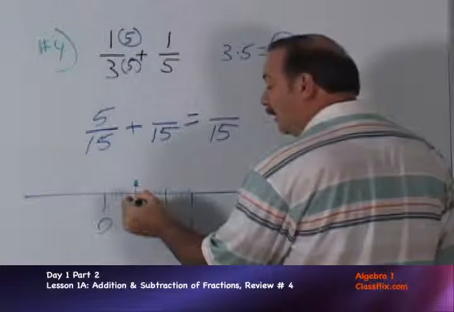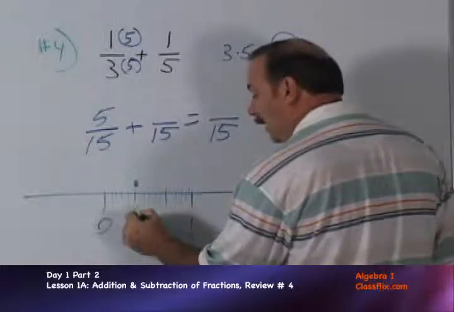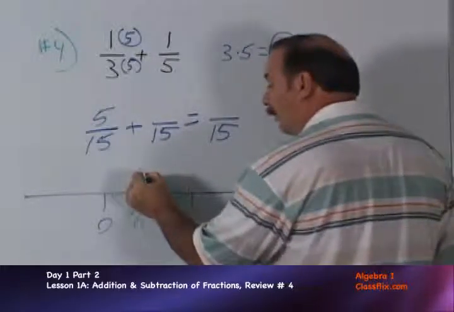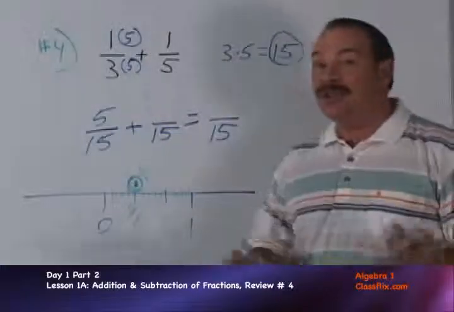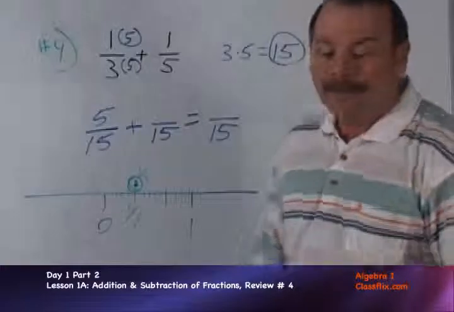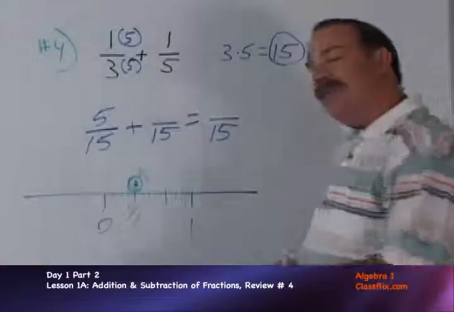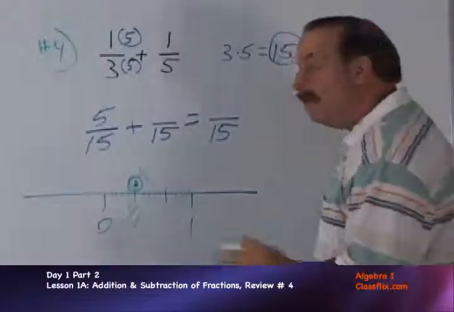It's the same spot on a number line, whether it's 5 over 15 or it's 1 over 3. It's the same number. It's just in a different form because it was convenient for me.